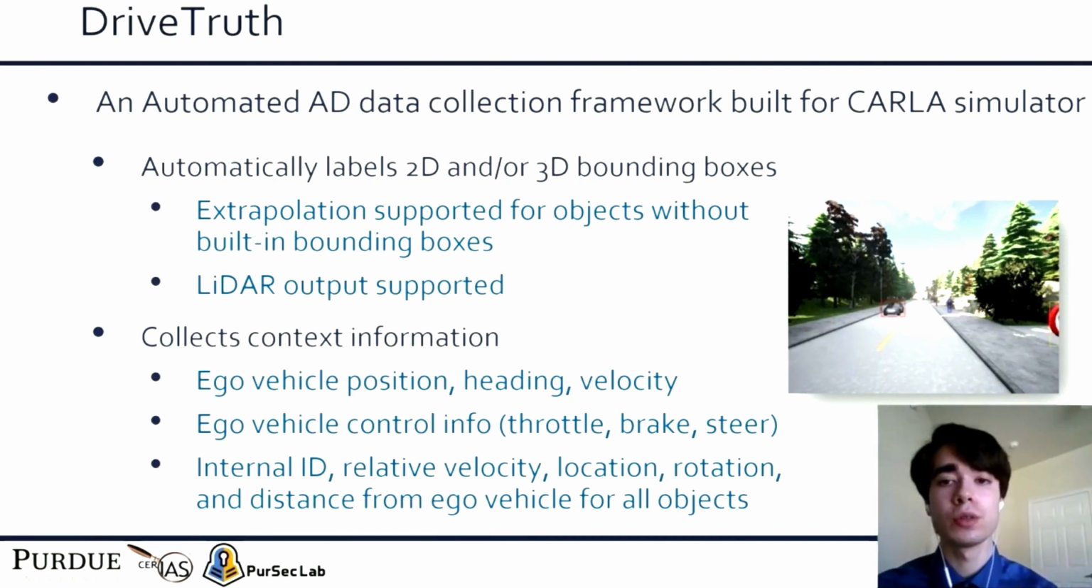In addition to bounding box data, LiDAR output is supported if that is something that one desires. And DRIVETRUTH will collect the context information in the scene. So that includes the ego vehicle position, the heading, the velocity. It includes the ego vehicle's control info that we talked about, the throttle, the brake, the steer. And it also includes the internal ID, the relative velocity, the location, the rotation, and the distance from the ego vehicle for all objects.